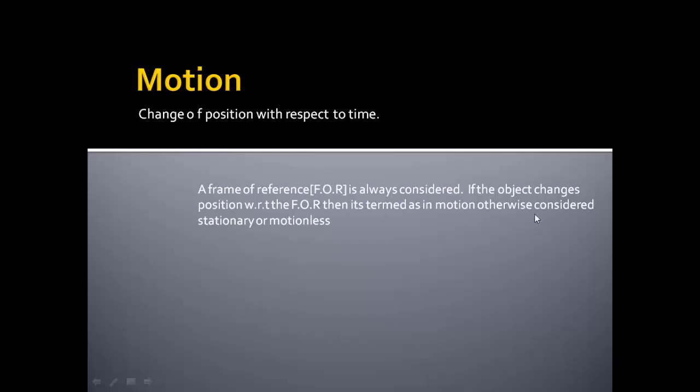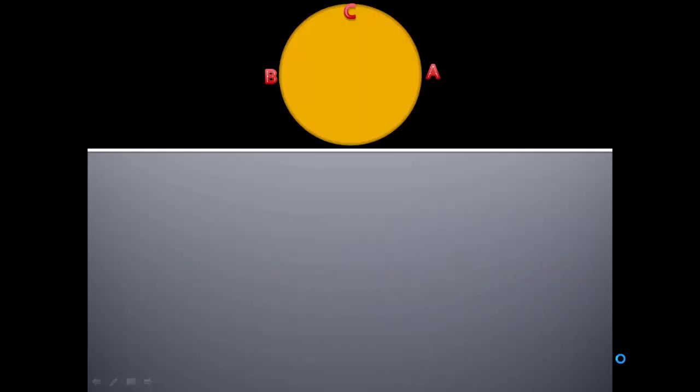Let us consider the gray background as our frame of reference for this star object. So currently the star is not moving with respect to our frame of reference, hence we call it motionless. Now the star is changing position with respect to our frame of reference, hence it can be called to be in motion.